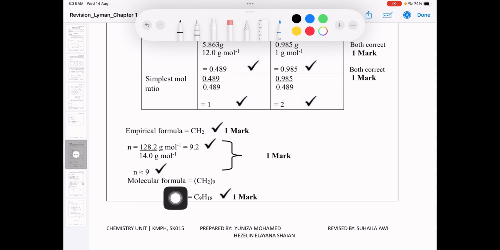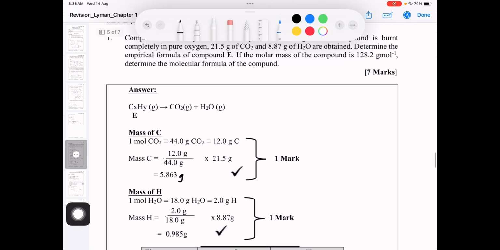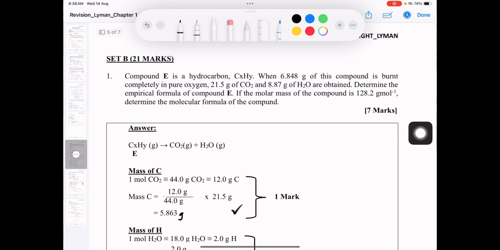So the molecular formula for the compound is CH2 times 9, so equal to C9H18. Okay, so 1 mark for the value of n, and another 1 mark for the molecular formula. So the total mark for this question is 7 marks.